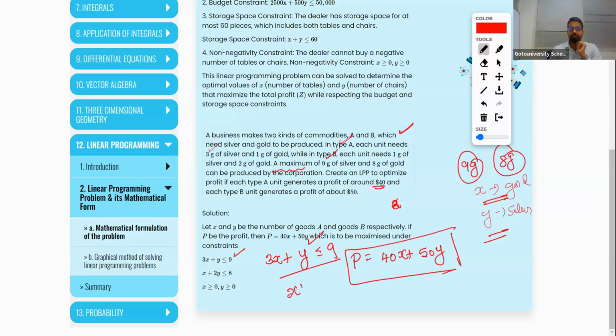Another constraint is x plus 2y is less than or equal to 8. Also the positive constraints are x is greater than or equal to 0. Gold should be there. Negative is not allowed, right? So all these are constraints which are required for optimization of this function.